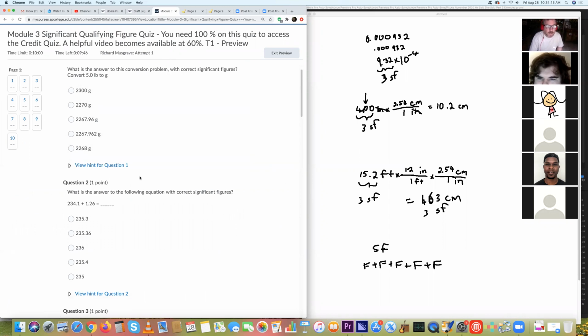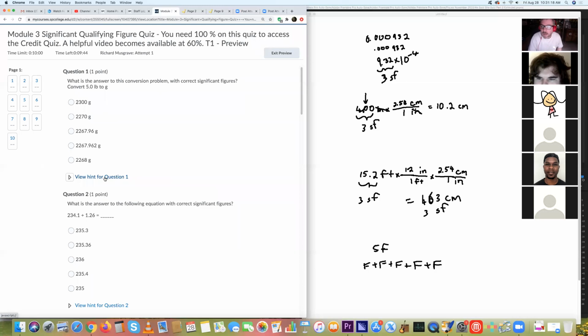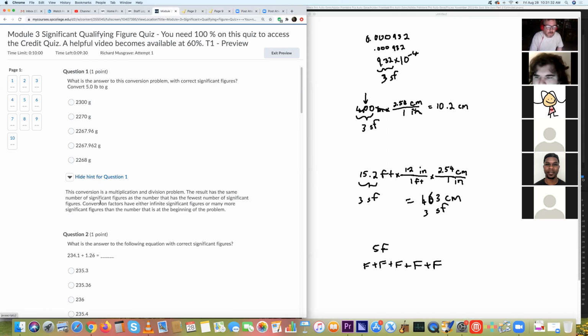But look here, in each question, what have I got? A hint. You should look at it. Let's look at this one here. It says, the answer to this conversion problem with correct significant figures: convert 5.0 pounds to grams, and you've got to figure out which of those is the answer. Now, you just read the hint. It says this conversion is a multiplication division problem. The result has the same number of significant figures as the number that has the fewest significant figures. Conversion factors have either infinite significant figures or many more significant figures than the number at the beginning of the problem.